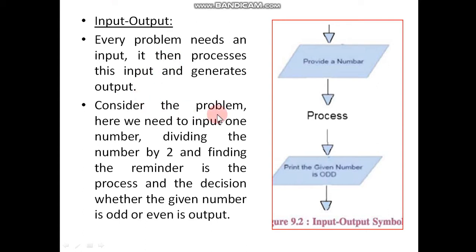So consider the problem. Here we need to input one number. Dividing the number by 2 and finding the remainder is the process, and the decision whether the given number is odd or even is the output. In the above example we take a number, so this number is an input for that program. Here we provide a number, which is the input, then the number is divided by 2 and we take the remainder, then check whether the number is even or odd, and then print that the given number is odd. This is the output. This is the start symbol and end symbol. So this is the input or output symbol for a flowchart.